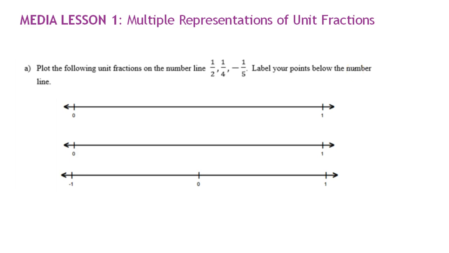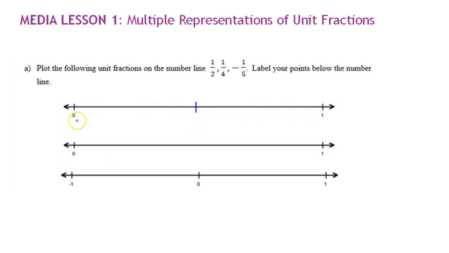So first, let's plot the point 1/2. So 1/2 is taking the whole, or the unit of 1, and breaking it into two equal pieces. It's very important that they're equal. Okay, and that would be about right here. Your point isn't going to be perfect, but you should try to make it pretty close. And I just want to label all of these points besides just this one.